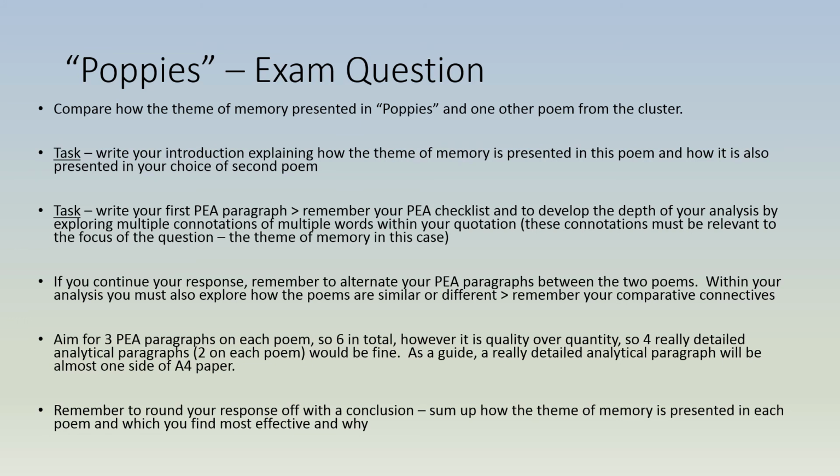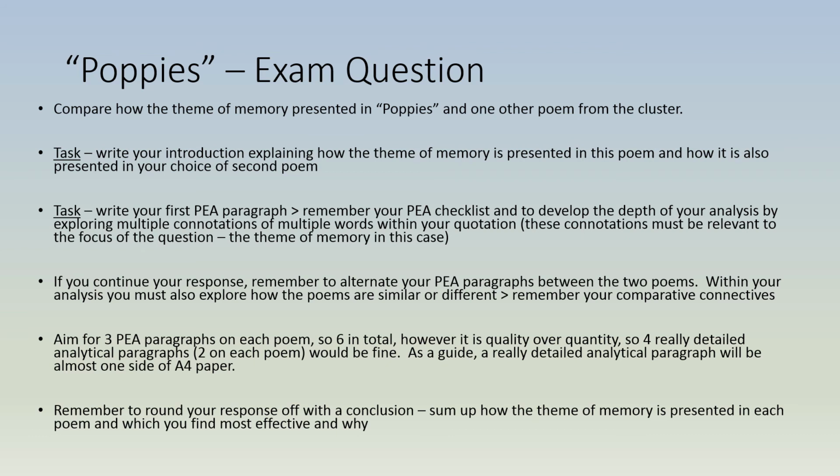As you continue your response, you'll move on to your second PEA paragraph about your other choice of poem. You'll do that throughout, alternating between Poppies and your own choice of poem. If you aim for 3 PEA paragraphs on each poem, you'll end up with 6 in total, and an introduction and a conclusion. However, please remember it is quality over quantity.